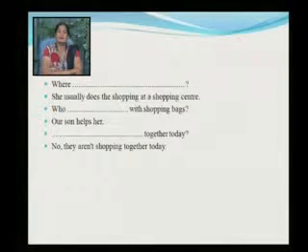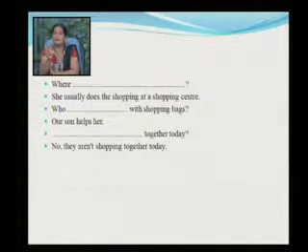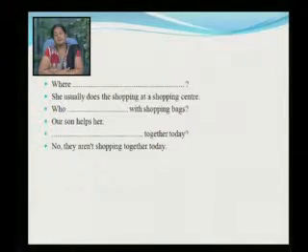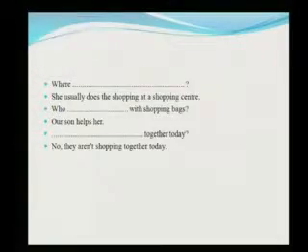The second question here is: our son helps her. Who helps her with the shopping bags? Our son helps her, right? The next answer is: no, they aren't shopping together today. Here the word aren't is a contracted form. Are not is aren't. They is a second person, right? With the first and third person we use is and am.